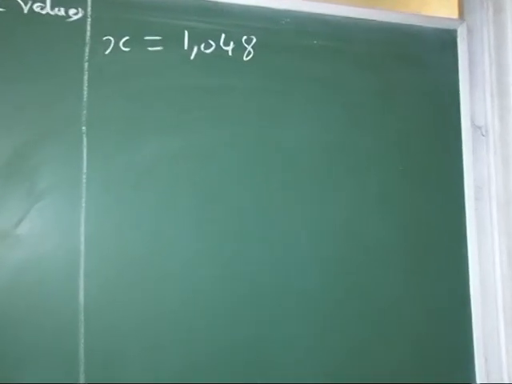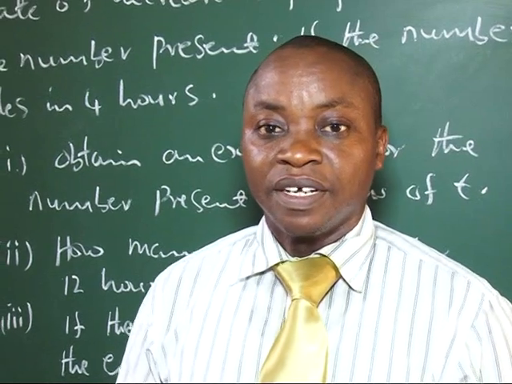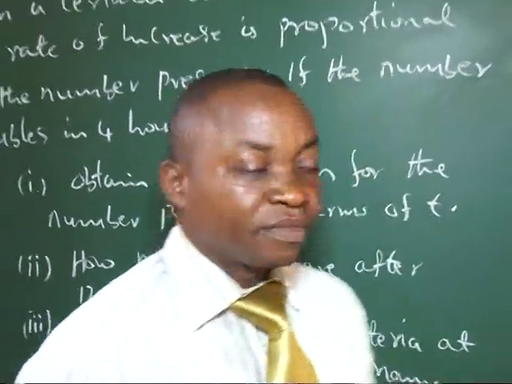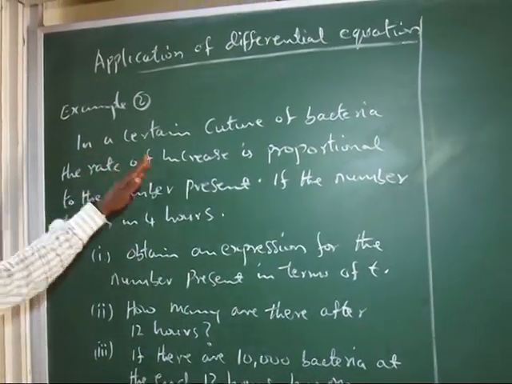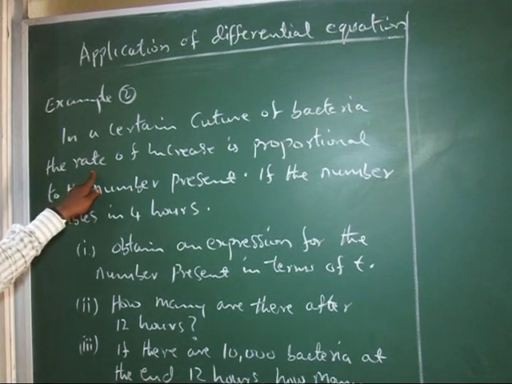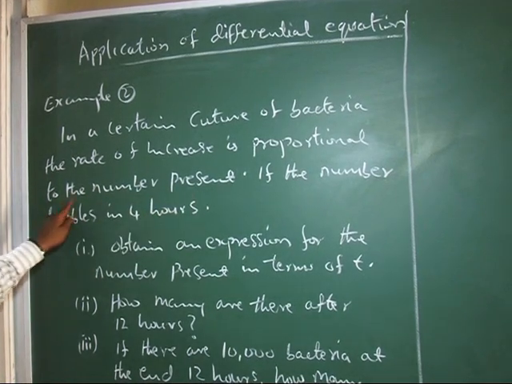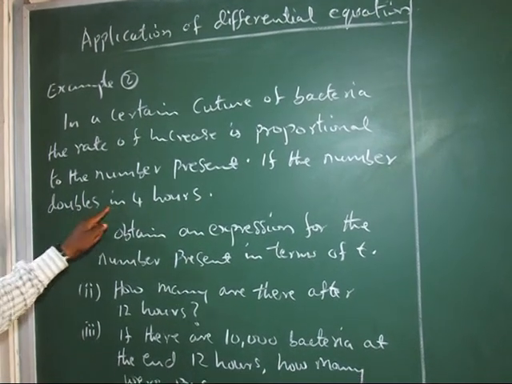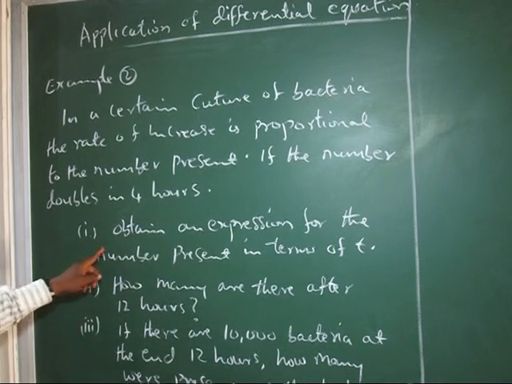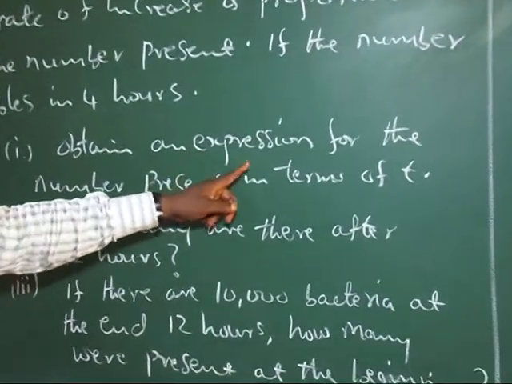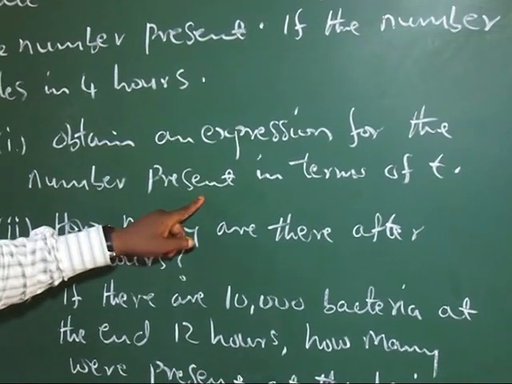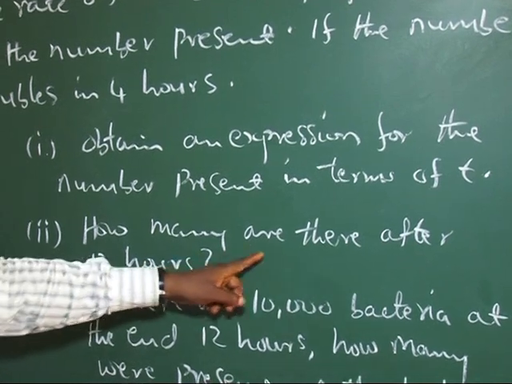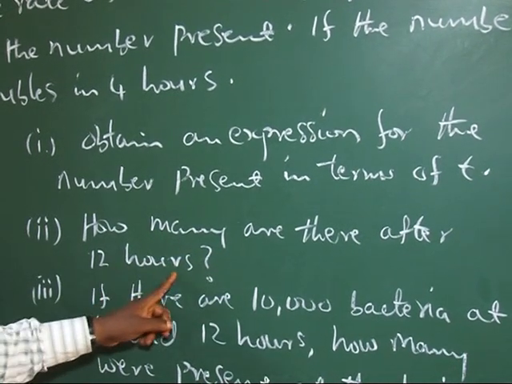So we'll pick another example which also concerns growth and decay. In a certain culture of bacteria, the rate of increase is proportional to the number present. If the number doubles in 4 hours, number 1, obtain an expression for the number present in terms of t. Number 2, how many are there after 12 hours?